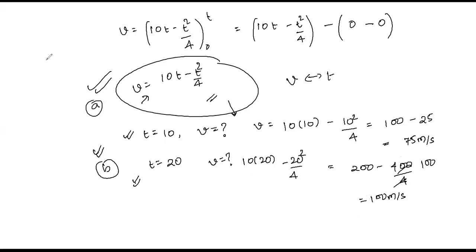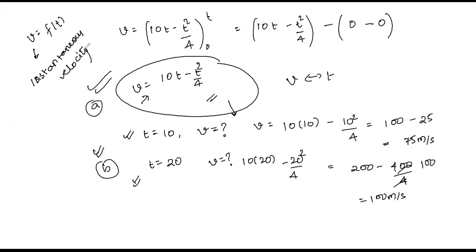So class, just for the information of everyone, this velocity, which is given as a function of time, is specifically called instantaneous velocity. I hope everyone is aware of the concept. This is called instantaneous velocity, right? Instantaneous velocity.